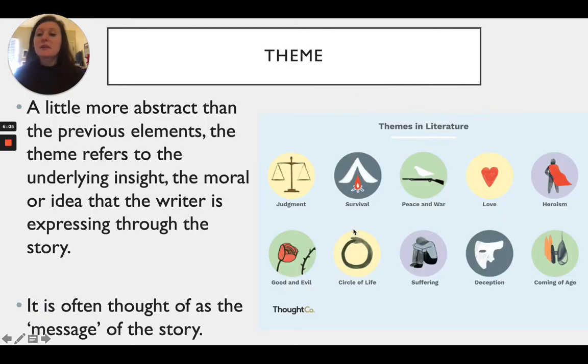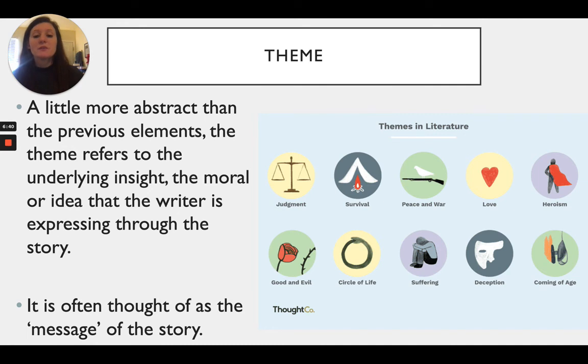All right, next up is theme. So the theme is a little bit more abstract than the previous elements that we have been talking about, but the theme is very, very important. So the theme refers to the underlying insight, which basically means the moral or the idea that the writer is expressing through the story. And there are lots of different themes that you could have in literature. And the theme is often thought of as the message of the story.